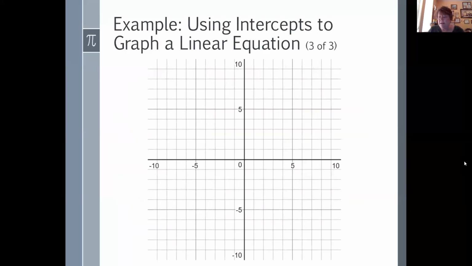Okay, so what were our intercepts again? We had an x-intercept at 2. We had a y-intercept at -3. I take my straight edge out, I connect the points, I draw arrows on each end. I could label these points. That's 2, 0. That's 0, -3. To me, it's the easiest way of graphing the equation of a line.